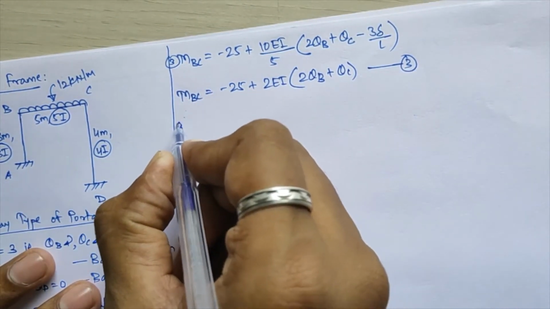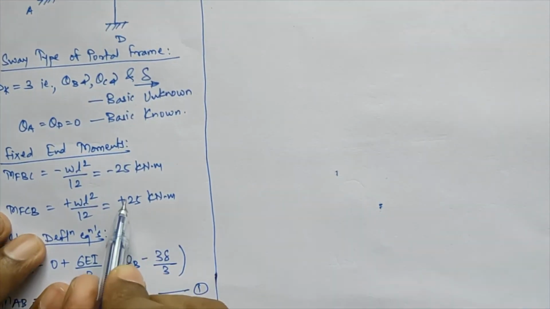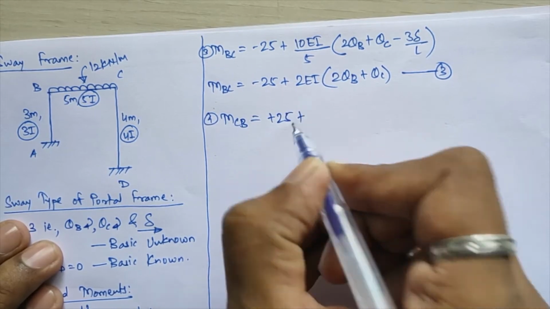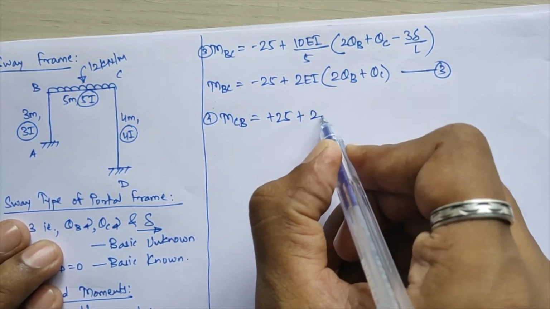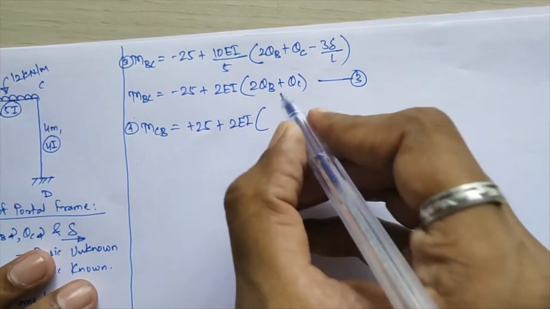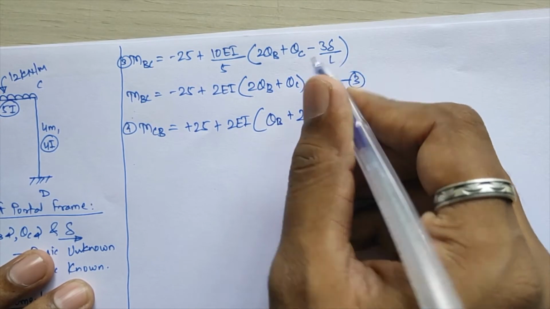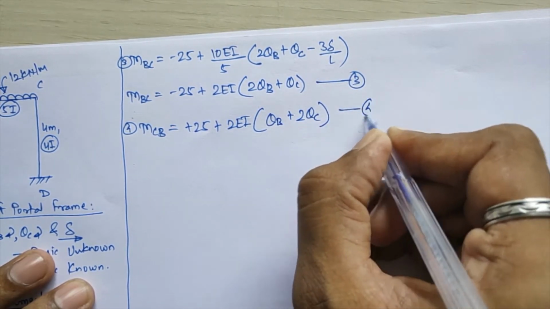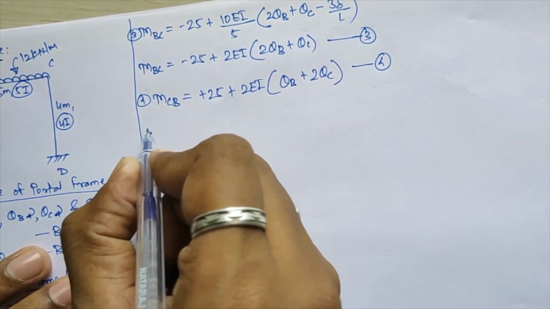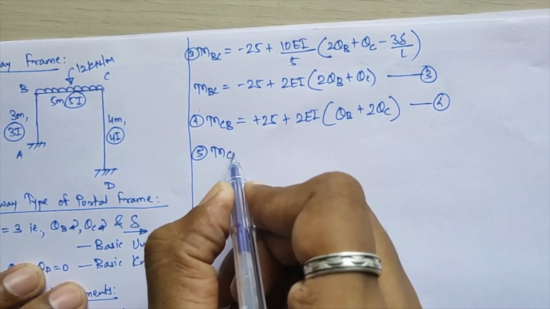Okay, now next equation I will calculate, that will be for MCB. Again MFCB I have got plus 25 plus 2EI upon L will get equal to again same, that is 2 times of EI. Just what will happen here, near end and far end will get interchanged, so I'll get this as theta B plus 2 times of theta C, and again delta will remain 0. That will be my equation number 4. Okay, then next equation I'll calculate for second my column member, that is MCD.